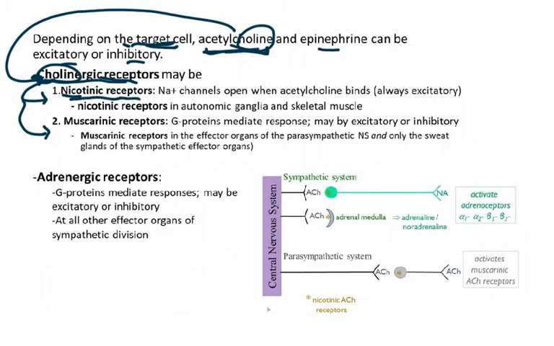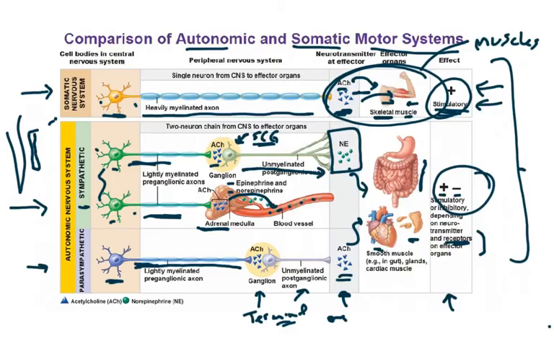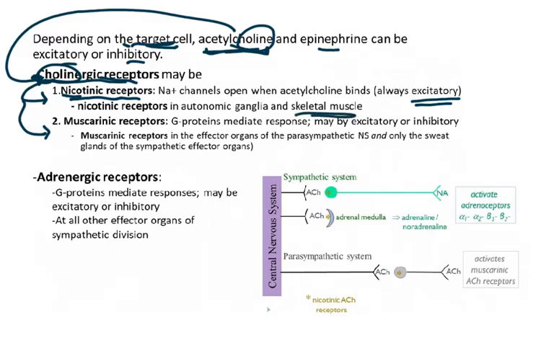Nicotinic cholinergic receptors are always going to be excitatory. So guess what? The reason back here that we were able to say skeletal muscle is always going to be stimulatory is because skeletal muscle always has nicotinic receptors. So anytime acetylcholine hits a nicotinic receptor, it's going to be excitatory. I love that. That's a very easy story.